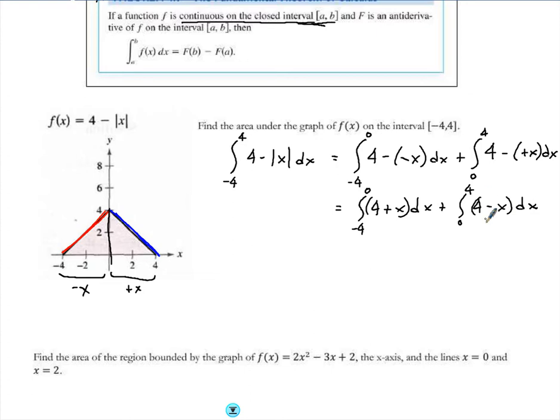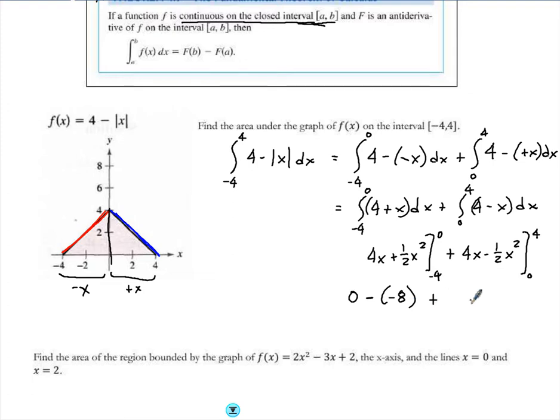If I integrate these two functions, I would get 4x plus 1/2 x squared from -4 to 0, plus the antiderivative of this part of the function, which is 4x minus 1/2 x squared from 0 to 4. When I plug in my zeros, I'm going to get 0, minus when I plug in negative 4, I'm going to get negative 16, plus a negative 8, so minus a negative 8 at negative 4.